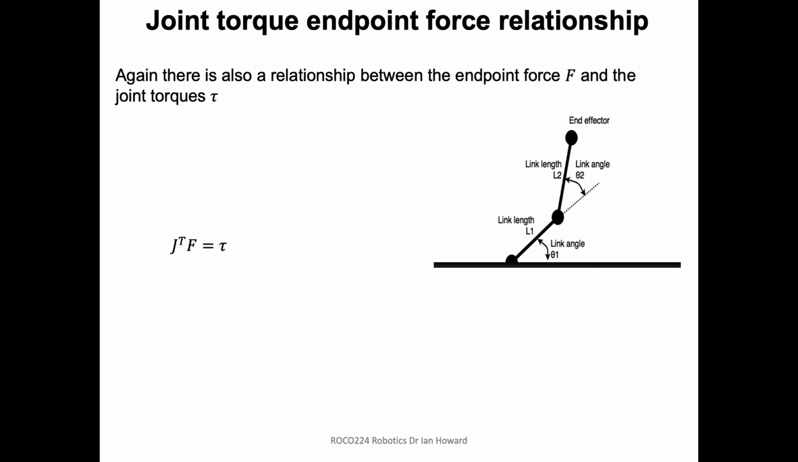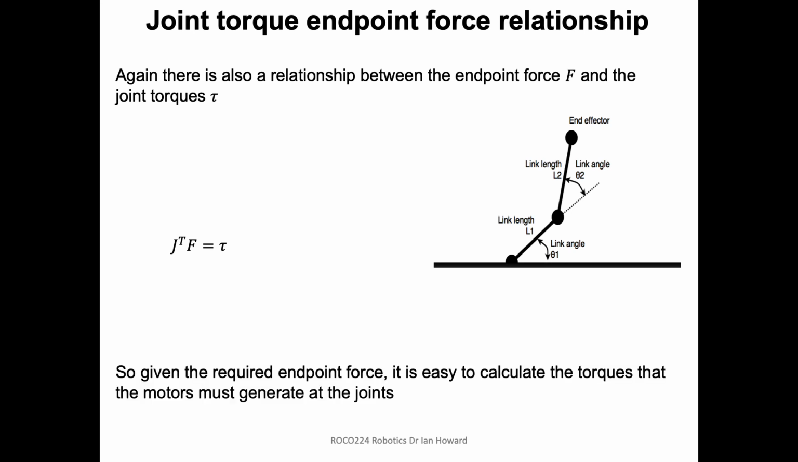Again, there's a torque relationship, so you can also relate with the Jacobian the force at the end point. You multiply that by the transposed Jacobian, and you end up with the torque vector as well. So that's a very useful thing to be able to do in order to know what the torques are that you're going to need for a certain loading on your system.